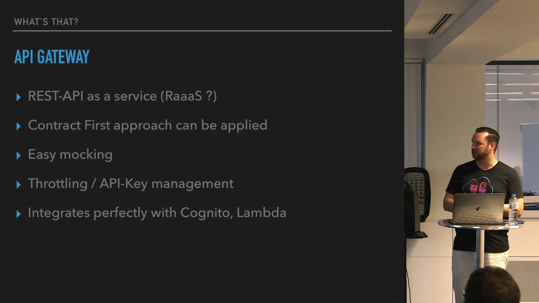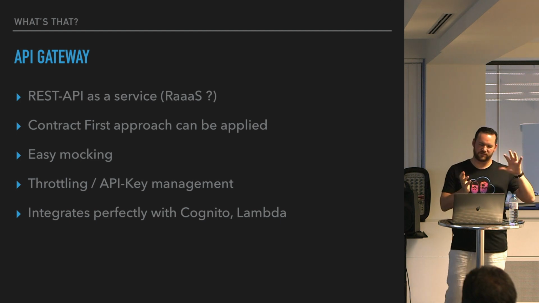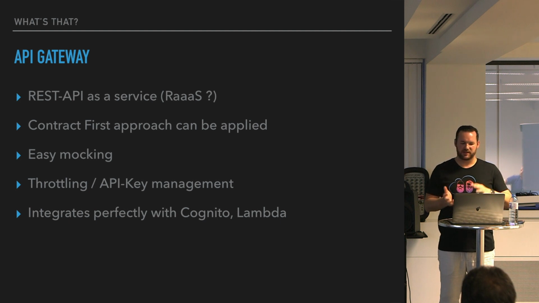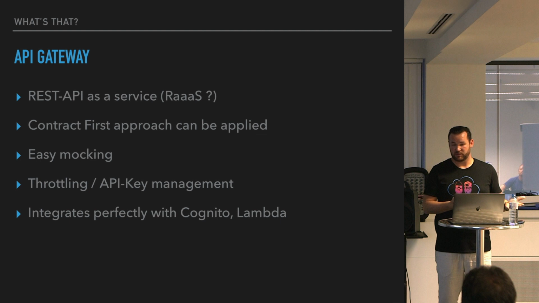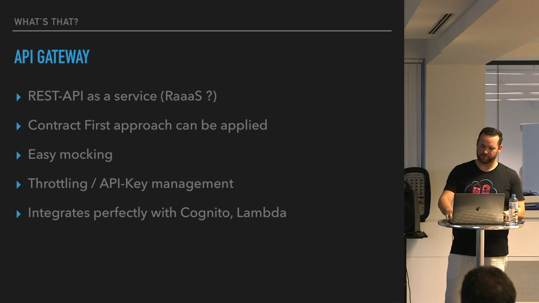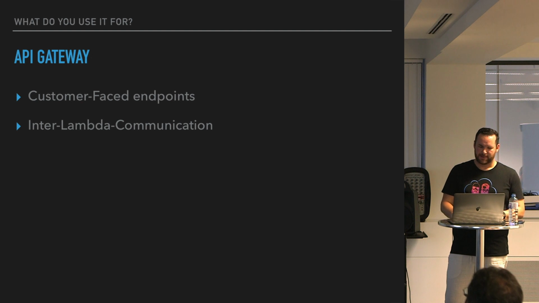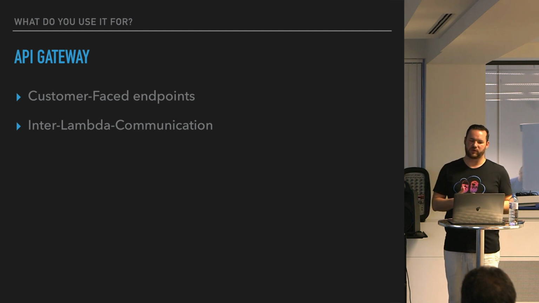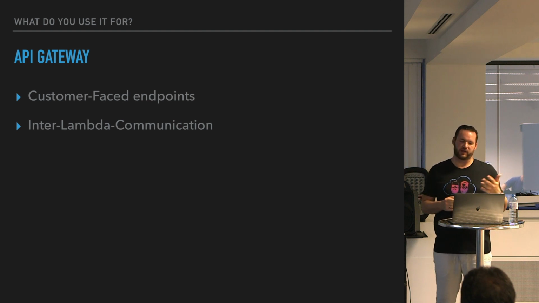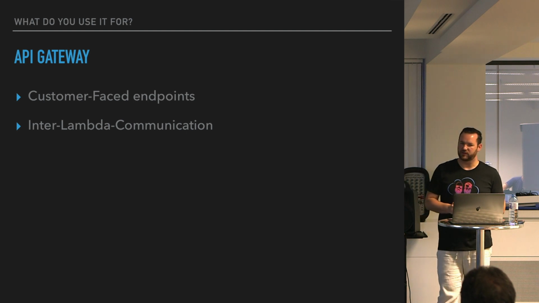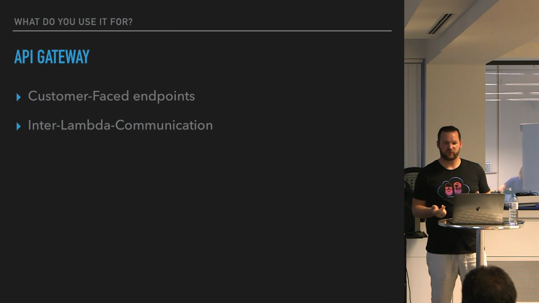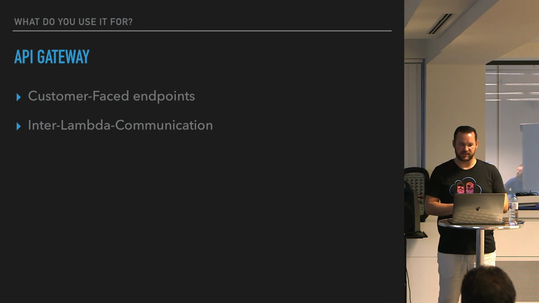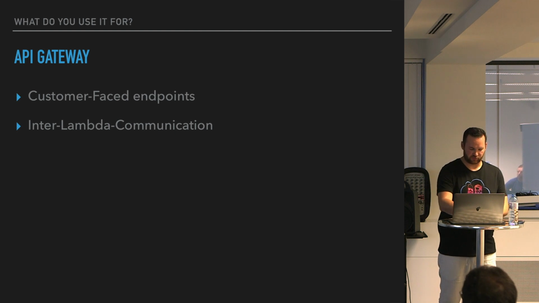And it perfectly integrates with Cognito and Lambda, so the complete authentication process using a REST API can be done with Cognito for you. Or you implement your custom authorizer using Lambda. So it's very flexible, and I use it, of course, for every customer-facing endpoint. So if a user logs into the application and wants to query statistic data, I use API Gateway to query DynamoDB using Lambda. And also, as I mentioned before, the inter-Lambda communication. So if one Lambda function calls another one, I'd rather use a REST API, in this case API Gateway, than directly invoking those Lambda functions.